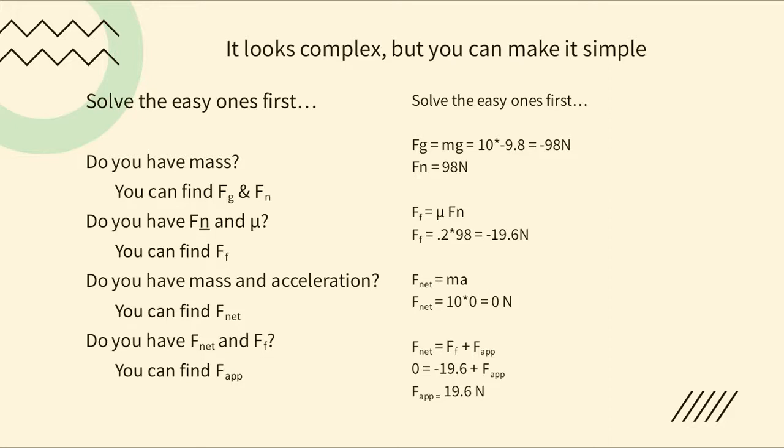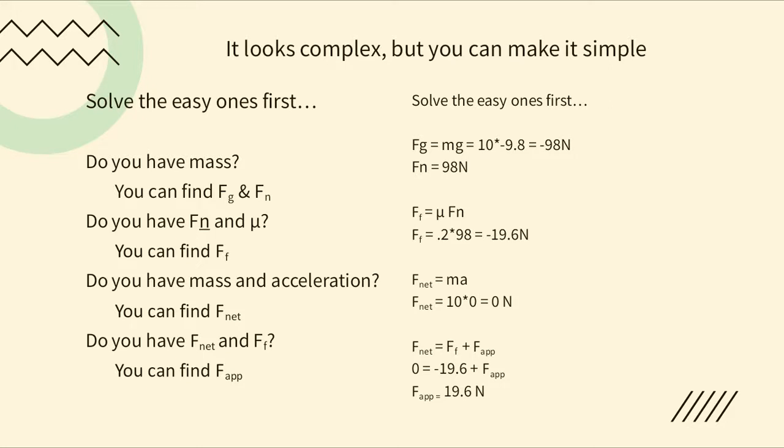So we can go ahead and solve for the force of friction through equation 8, which is force of friction is equal to coefficient of friction times the normal force. So we have our 0.2 as our coefficient of friction times our normal force value, which is 98. So 0.2 times 98 is equal to 19.6.